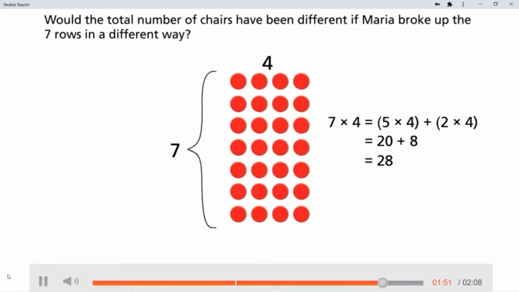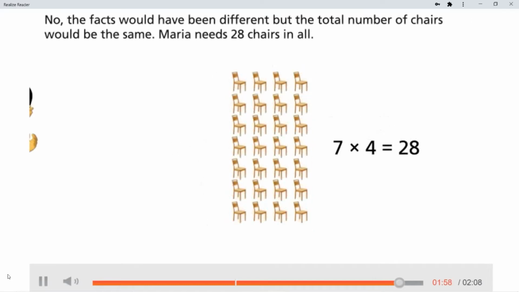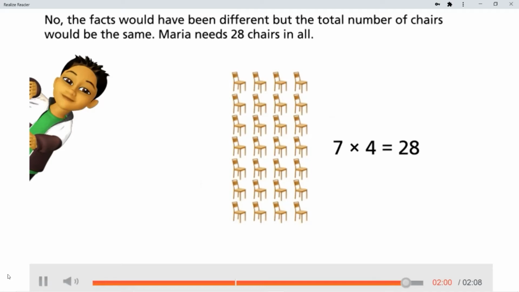Would the total number of chairs have been different if Maria broke up the 7 rows in a different way? No, the facts would have been different, but the total number of chairs would be the same. Maria needs 28 chairs in all.